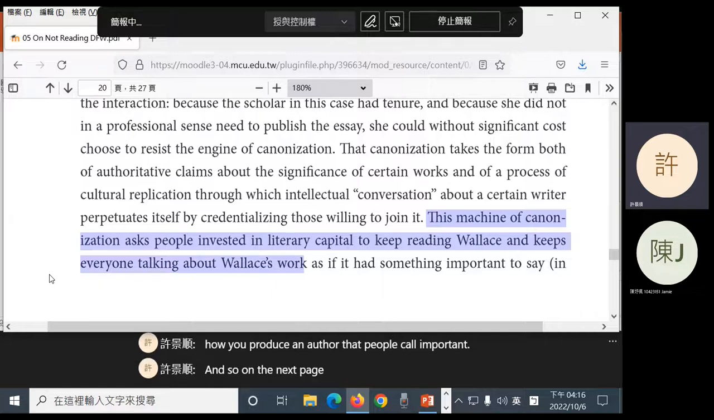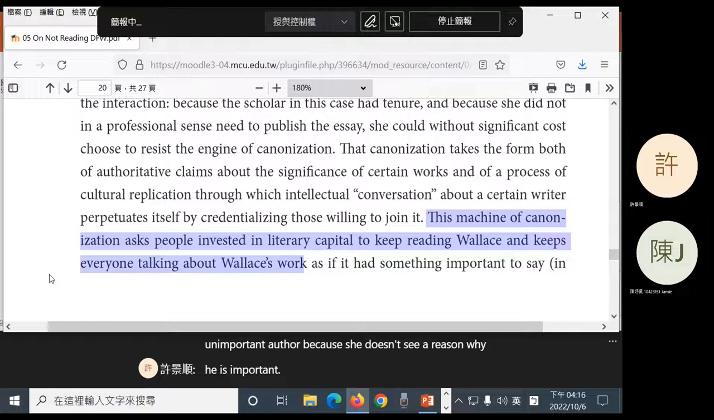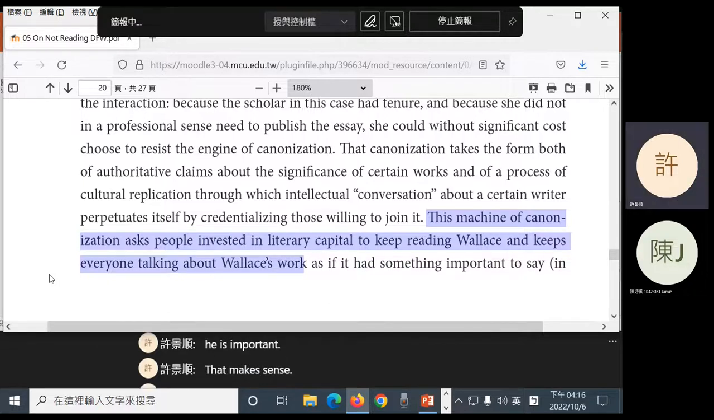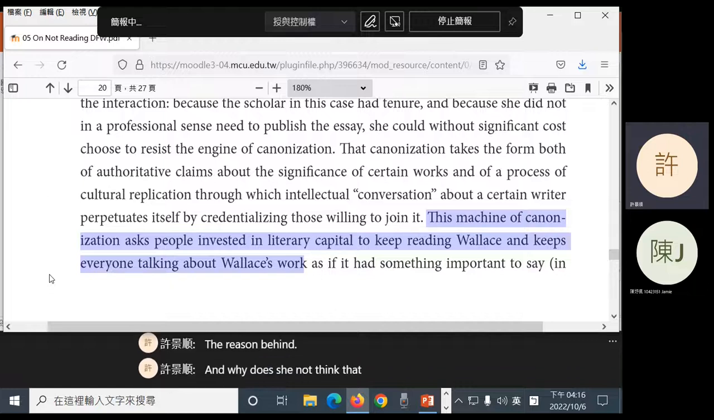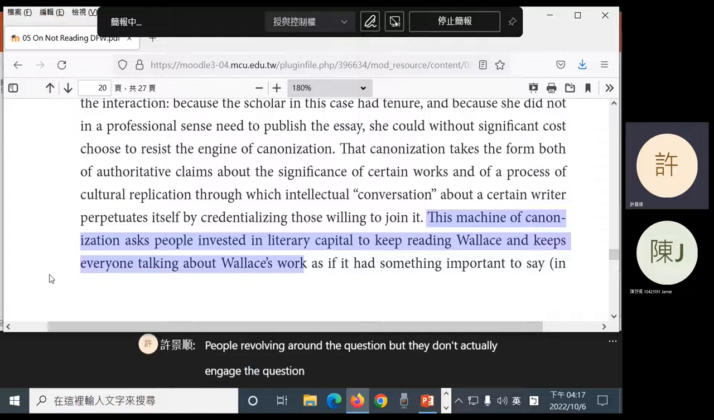And so on the next page, she says that by refusing to read his work, she's trying to stop him from becoming an important author because she doesn't see a reason why he is important. Does that make sense? An important author, people call him important, but she doesn't think that he is actually important. And why does she not think that he is actually important? Because the few works of his that she did read, she did not find what she calls insight. She compared it to somebody juggling balls, but none of the balls, yeah, like she was talking about Paul Auster and John Updike. People revolving around the question, but they don't actually engage the question. And she thinks that DFW does something similar, so it's not worth her time.